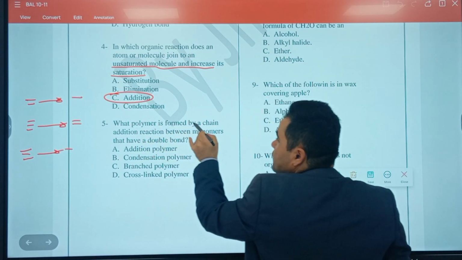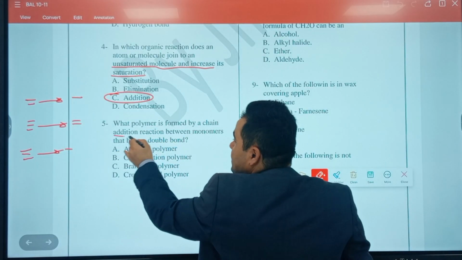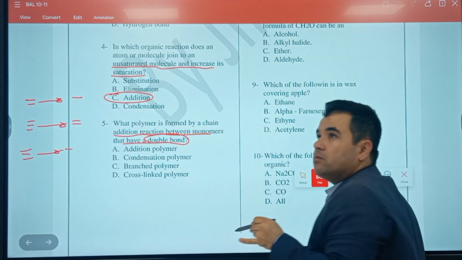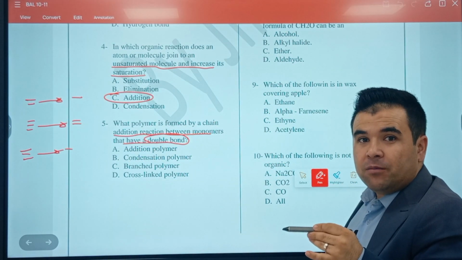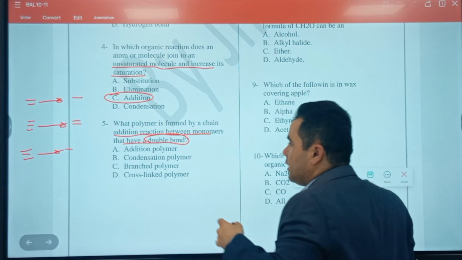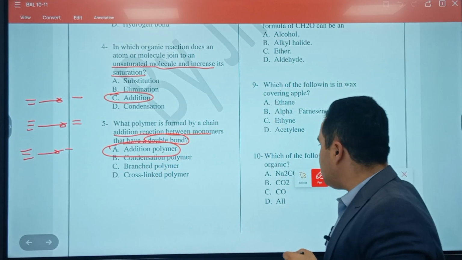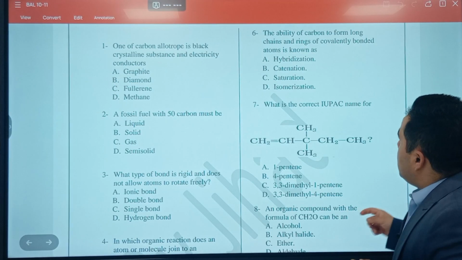What polymer is formed by a chain addition reaction between monomers that have a double bond? The monomer that has a double bond becomes a single bond. They form an addition polymer, the type of polymer which we call addition.